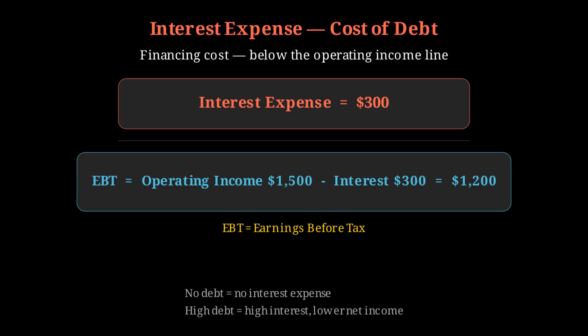Interest expense depends on how much debt the company has and the interest rate. A company with no debt has no interest expense. A company with high debt has high interest expense, which lowers net income. Interest is a financing cost, not an operating cost. It is below the operating income line.